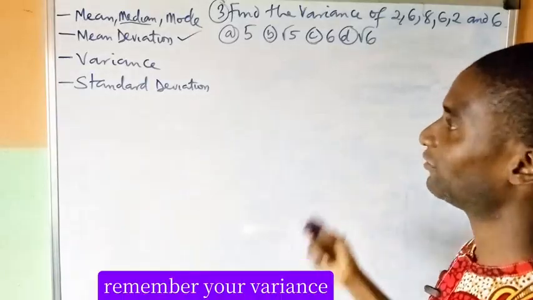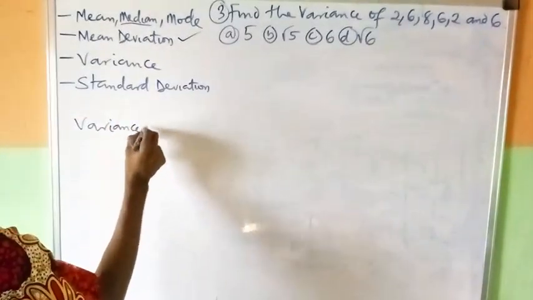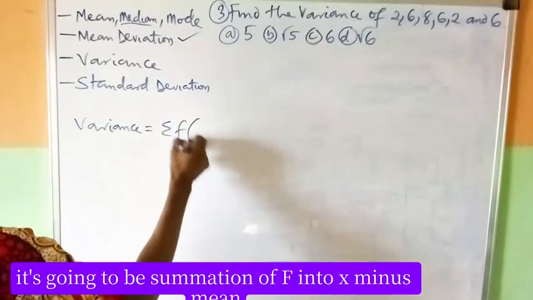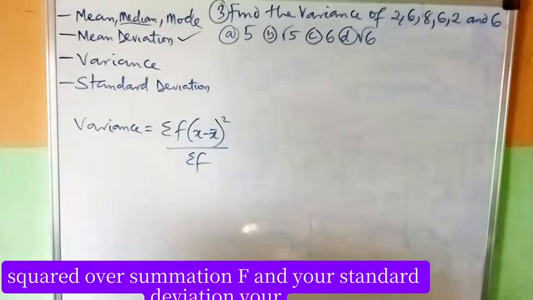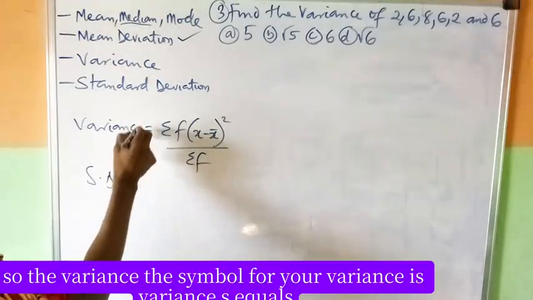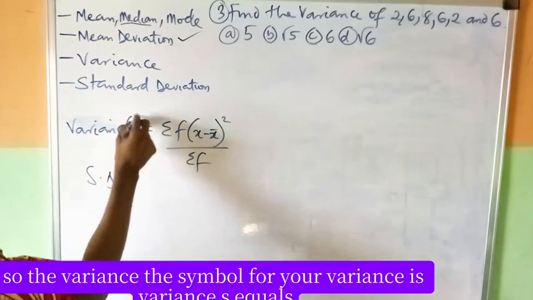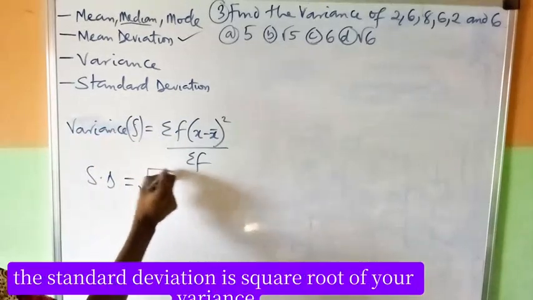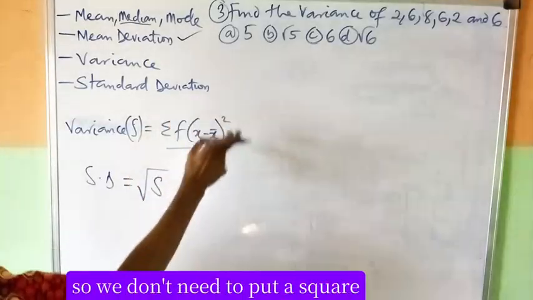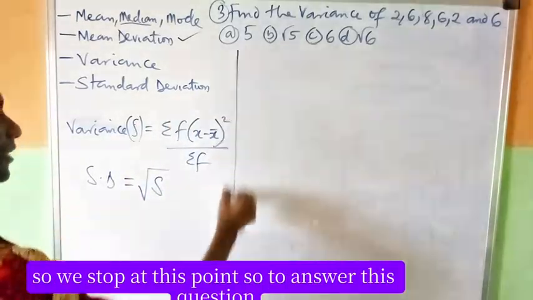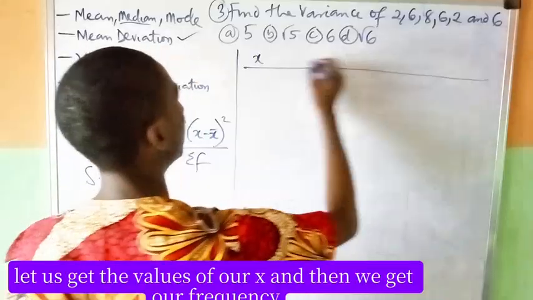Now, let us try to find the variance of the question. Remember the formula for the variance I told you earlier: your variance is going to be summation of f into (x minus mean) squared over summation f. And the standard deviation is the square root of your variance. But here we are looking for the variance, so we don't need to put a square root, so we stop at this point.